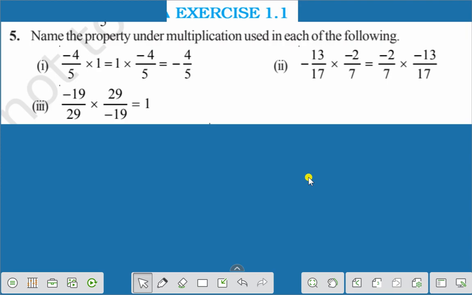Hello everyone. Today I shall discuss exercise 1.1 question number 5. Name the property under multiplication used in each of the following.